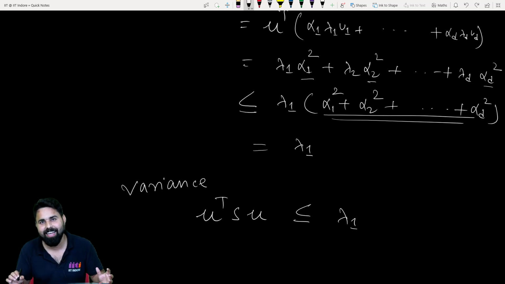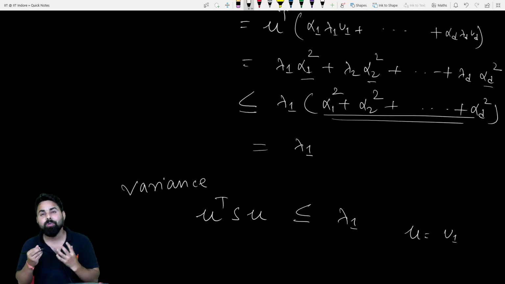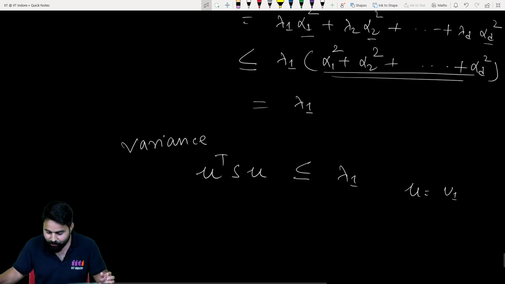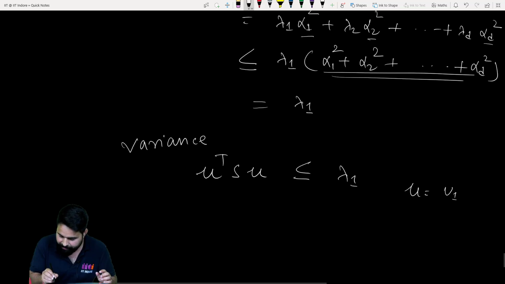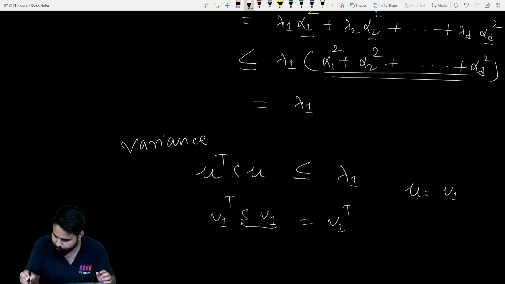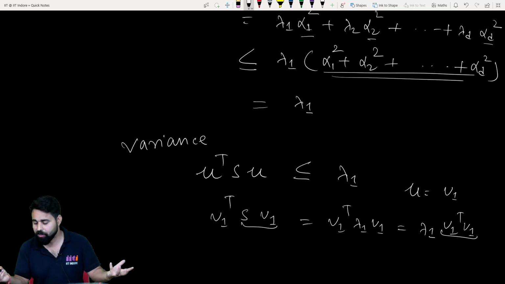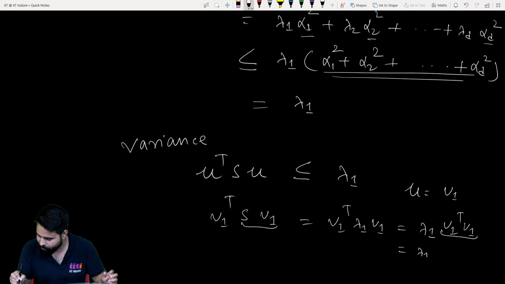Fortunately, yes. If you replace u by V1, a unit eigenvector corresponding to the largest eigenvalue lambda 1, you will get the equality. So now the thing will be V1 transpose S V1, but you know that this is nothing but V1 transpose lambda 1 V1. This is nothing but lambda 1 V1 transpose V1, but this is a unit vector, so this quantity is equal to 1. So this is equal to lambda 1.